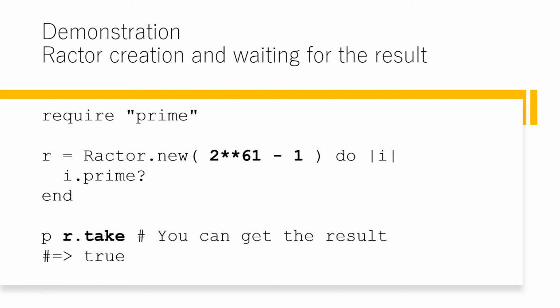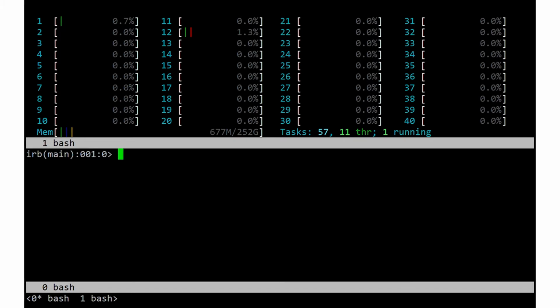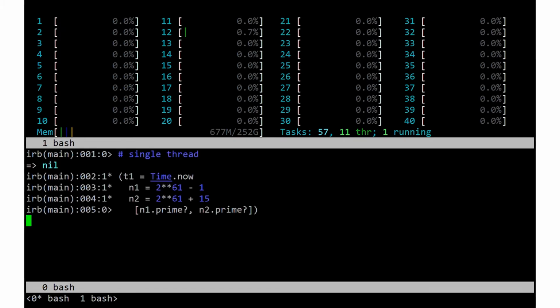The Ractor block computes the prime number checking. The left program is a single thread sequential program, and the right program is a parallel program using two Ractors to compute it in parallel. Let's try it on the machine. Running the sequential program, it takes a few seconds.